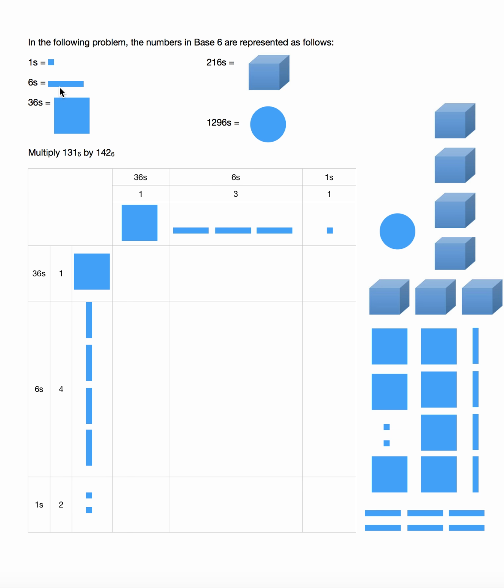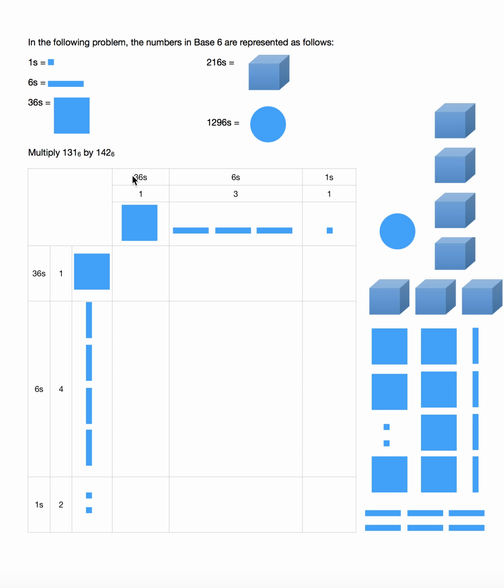6s are going to be represented by rods. 36s are going to be represented by flats, or these larger squares here. 216s are going to be represented by a cube. And 1,296s are going to be represented by a circle.